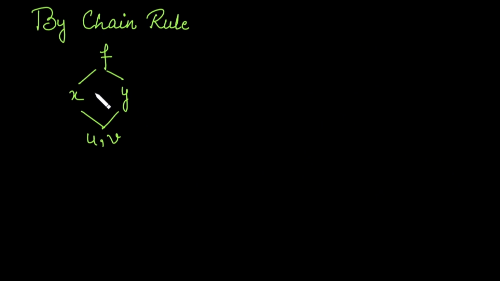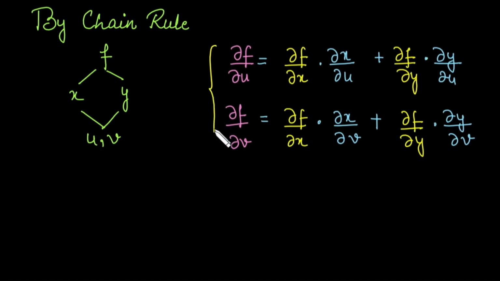We can derive this new set of derivatives by using the chain rule. According to the chain rule, if you want to calculate the partial derivative of the function with respect to u or v, we can express them by using these two formulas. That is, the partial derivative of the function with respect to x times the partial derivative of x with respect to u, plus the partial derivative of the function with respect to y times the partial derivative of y with respect to u. When we need to take the partial derivative of the function with respect to v, we replace u by v.